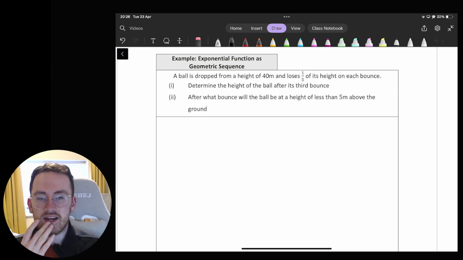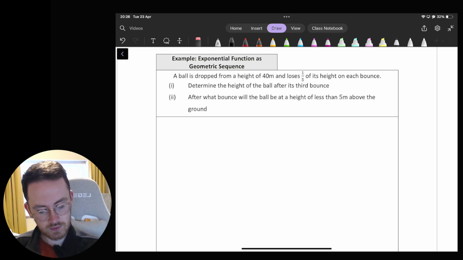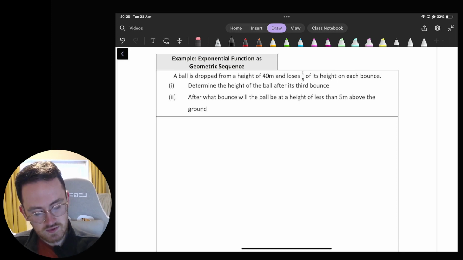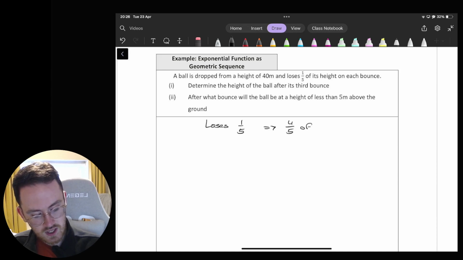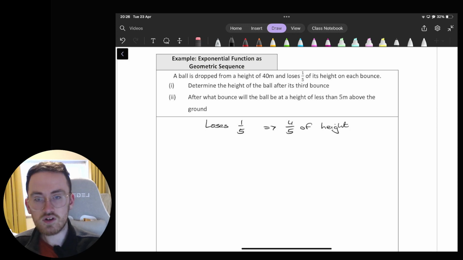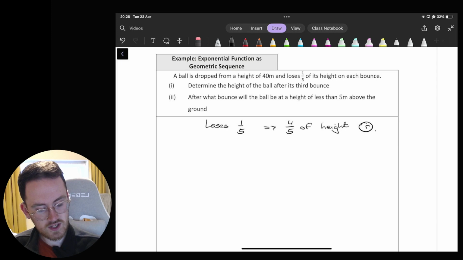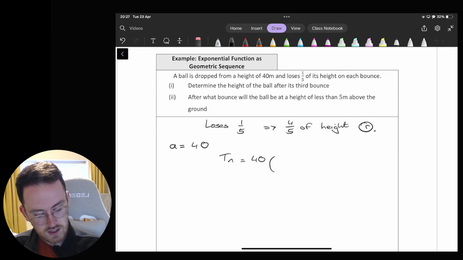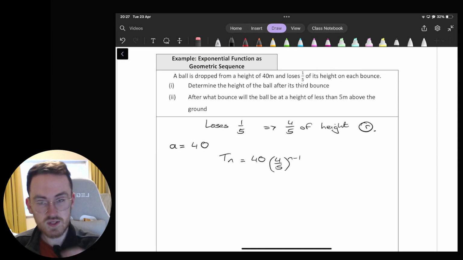So a ball is dropped from a height of 40 and loses 1/5 of its height on each bounce. Determine the height of the ball after its third bounce, and after what bounce will the ball be at a height of less than 5 meters above the ground? Okay, so the ball loses 1/5 of its height on each bounce. So if it loses 1/5, it bounces back up to 4/5 of its original height. So that's going to be my common ratio, and it starts at a height of 40. So my initial height is 40. So Tn is 40 times 4/5 to the power of n minus 1.